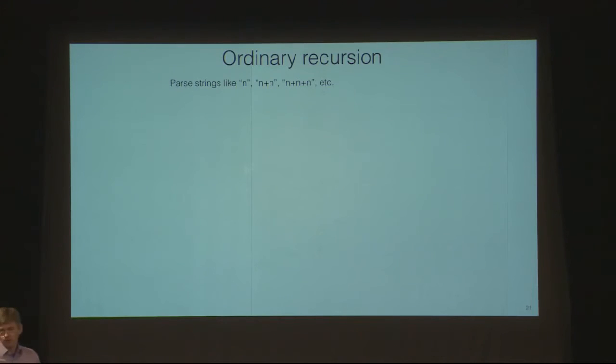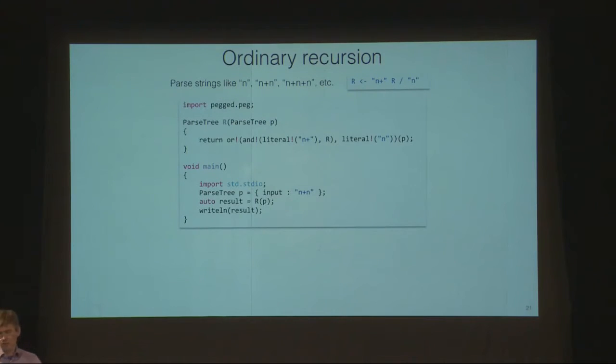First, let me present you the problem. Consider a fictional language that consists of n, n plus n, n plus n plus n, etc. This can be parsed by a rule like this. So it starts to look for n plus. If it can't find that, then it wants an n. If it does find the n plus, then it wants it to be followed by either another n plus and R, or an n, etc. Pegged will translate this to D code roughly like this. So this is working D code.